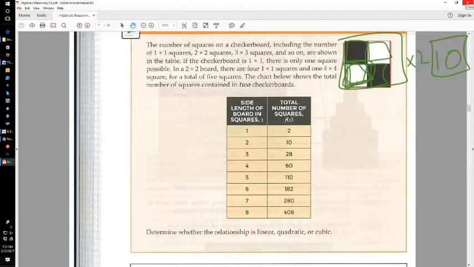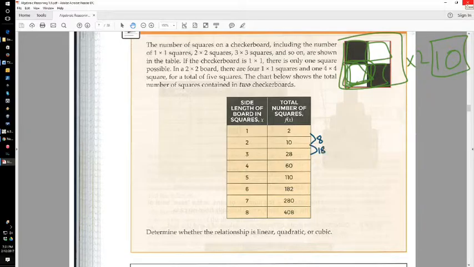Interesting. Determine whether the relationship is linear, quadratic, or cubic. Well, let's figure it out. They didn't say neither, so it's probably going to be one of them. But I haven't done this one either yet, so let's figure it out together. So 10 minus 2, let's use the same color. 10 minus 2 is 8.